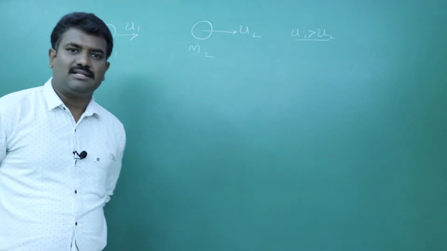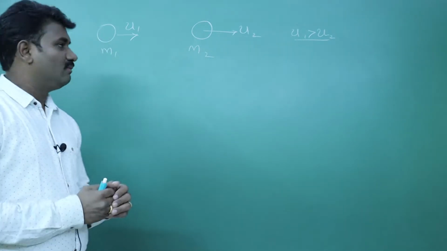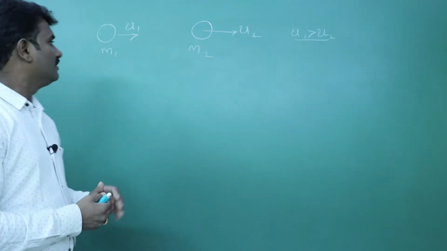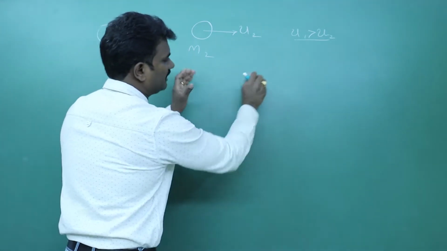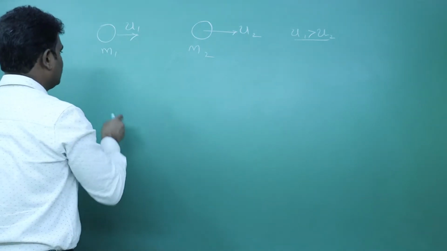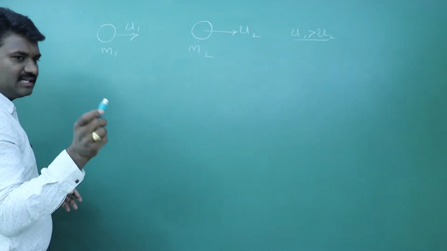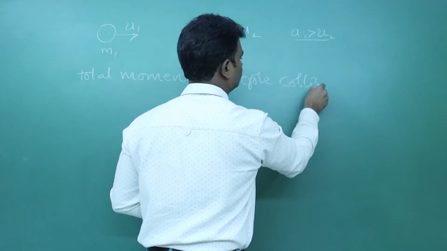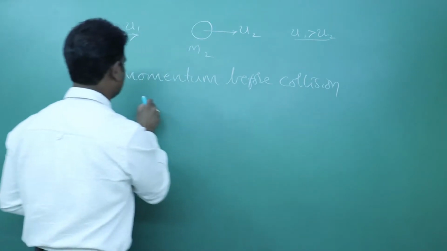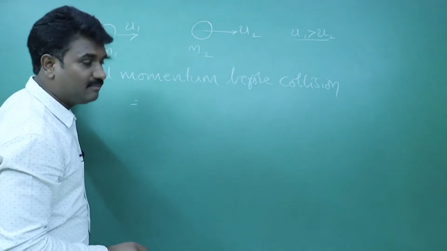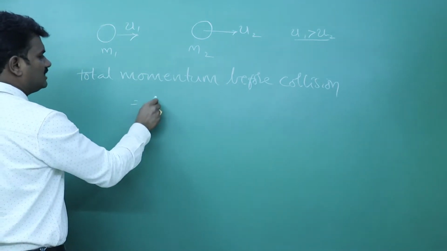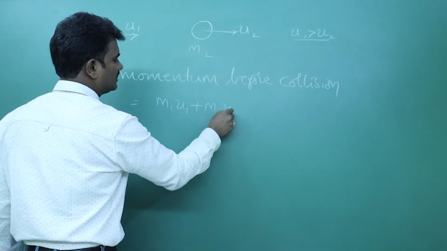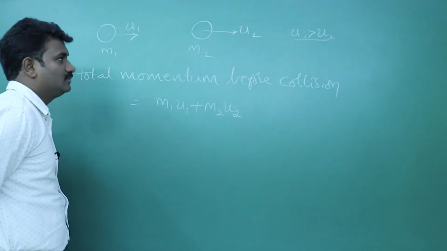Here I am going to take two cases. One is before collision and the other one is after collision. Before collision they are moving separately in the same direction. So the total momentum before collision is equal to the momentum of the first body plus the momentum of the second body. What is the momentum of the first body? m1 u1, and the momentum of the second body is m2 u2.